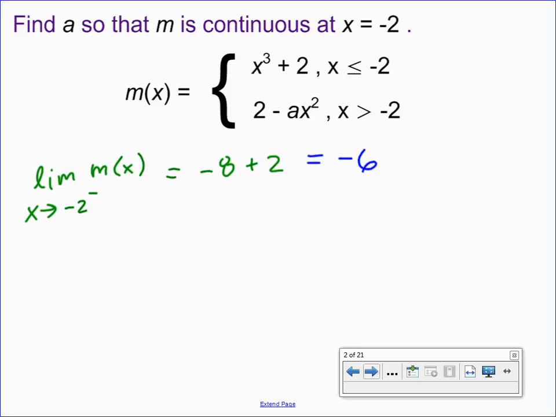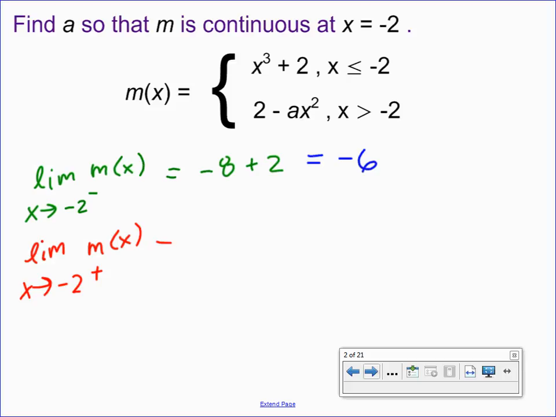The right-hand limit is the limit of m of x as x approaches negative 2 from the right-hand side. We'll go ahead and use my other definition, my 2 minus ax squared, as x approaches negative 2 from the right-hand side, because that piece of my function holds true when x is greater than negative 2, and certainly values that are approaching negative 2 from the right-hand side are greater than negative 2 itself.